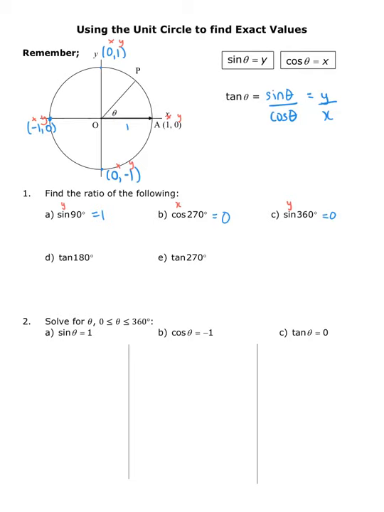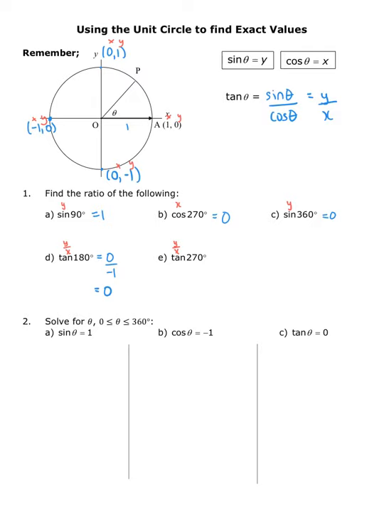In parts D and E, we're looking at the tan ratio. So we're looking at the y value over the x value. At 180 degrees, we are along the negative part of the x-axis. The y value is 0, the x value is negative 1. So we will write 0 divided by negative 1. When the numerator is 0 and you're dividing by any number, you always end up with 0. So 0 divided by any number is 0. So tan 180 is equal to 0.